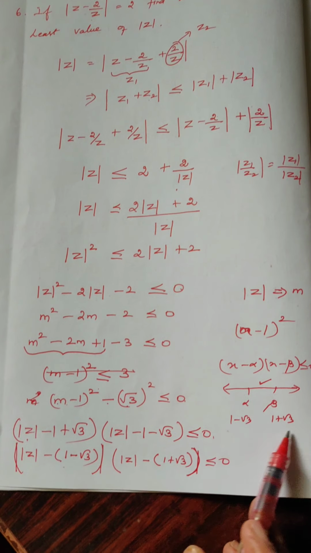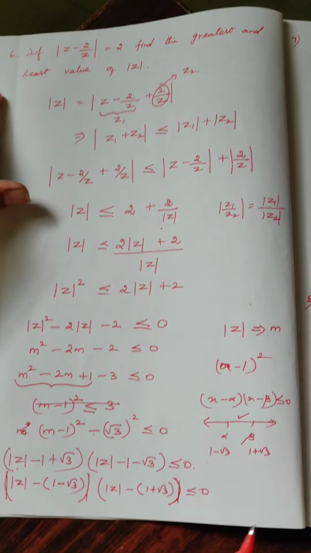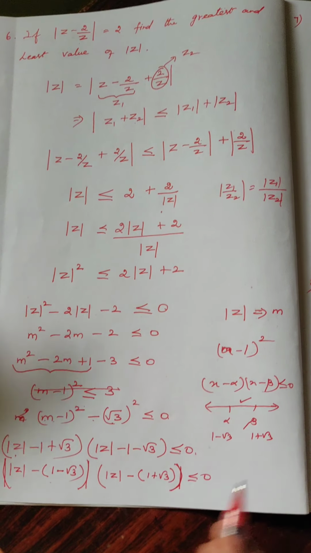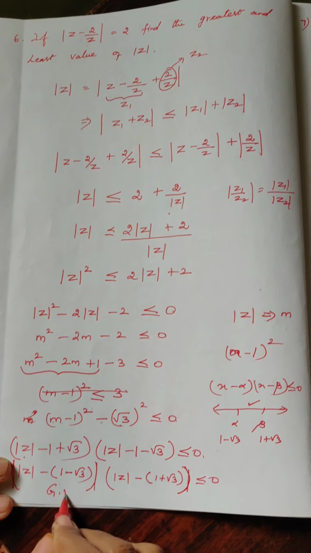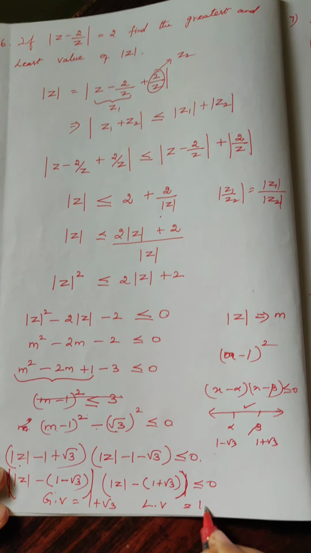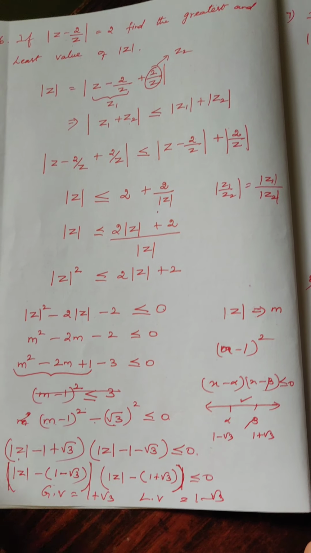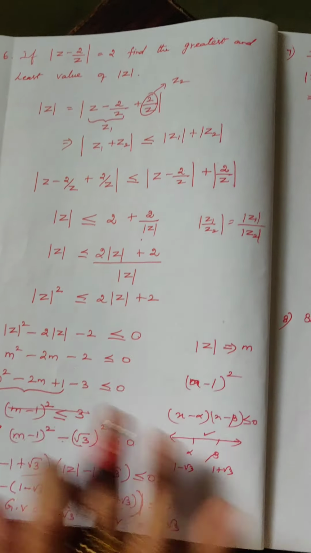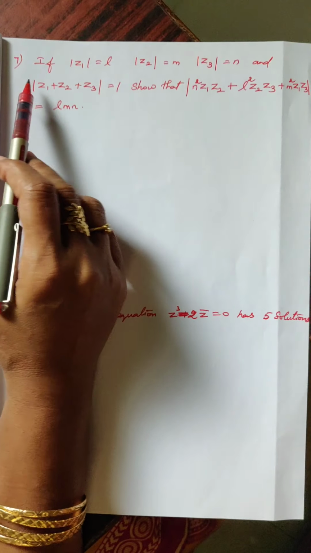Clear? So from this what will you understand? The greatest and least value. The greatest value is 1 plus root 3, and the least value is 1 minus root 3. Is it clear now? You can do this problem in the previous method also. Let me see this problem.